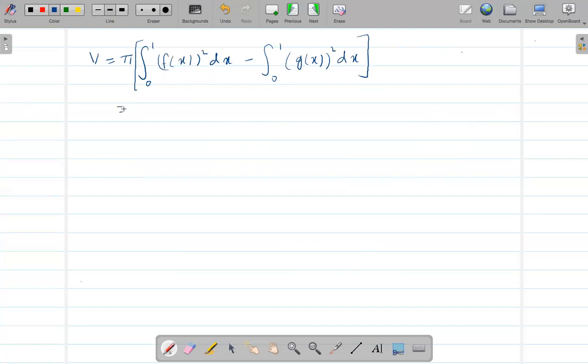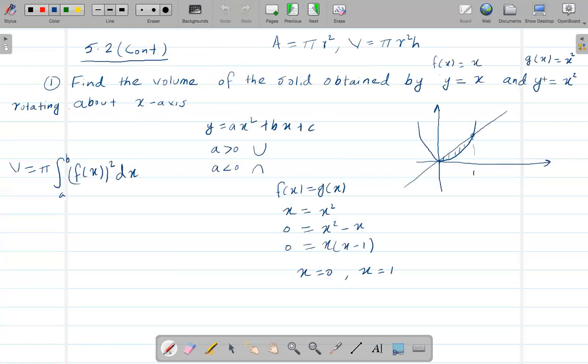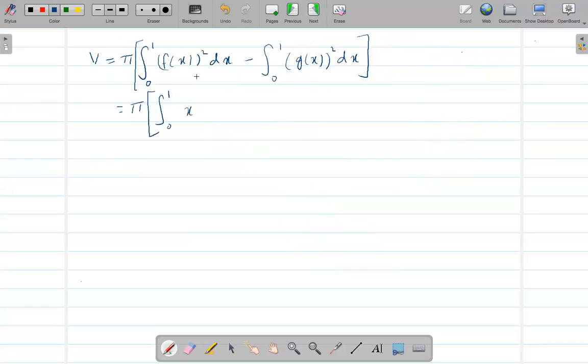And then, since these two have the same interval, I can combine this into a single integration. f of x is x, and g of x is x squared. So f of x is x, and if I take the square of that, it will be x squared dx.